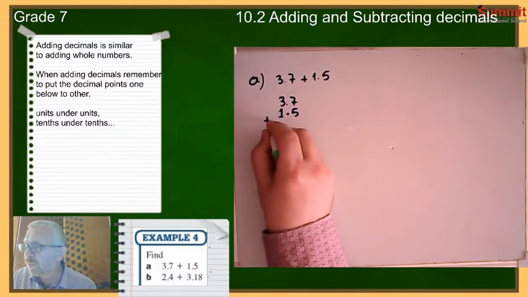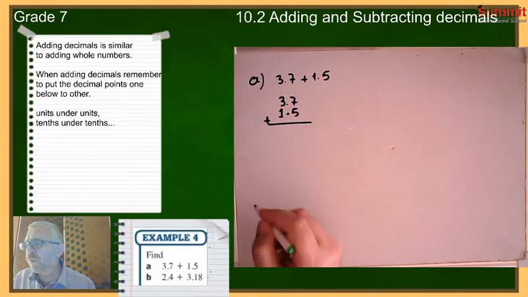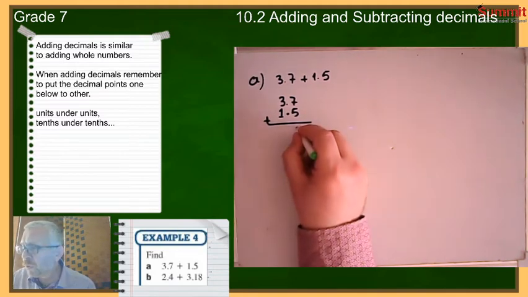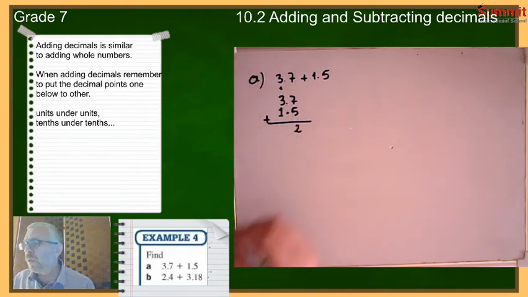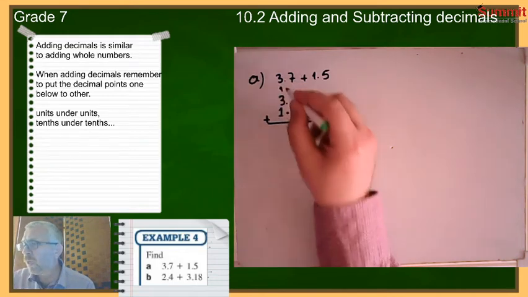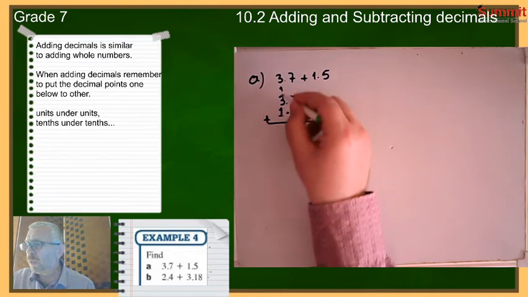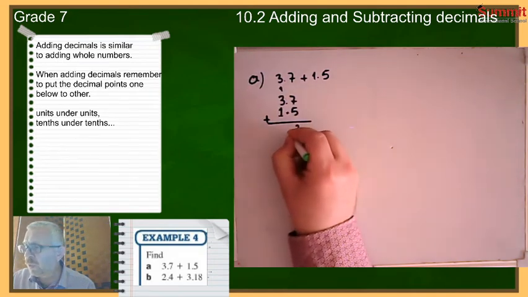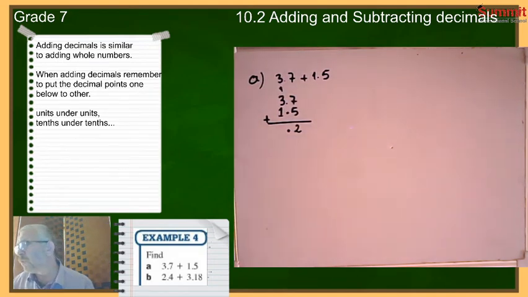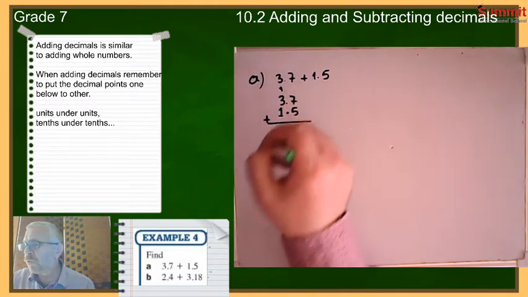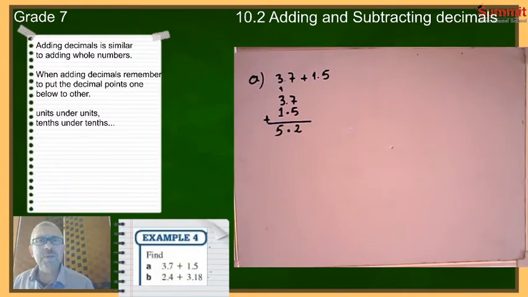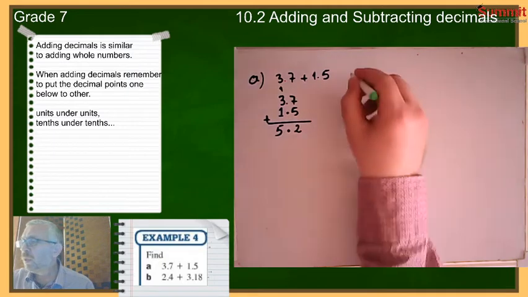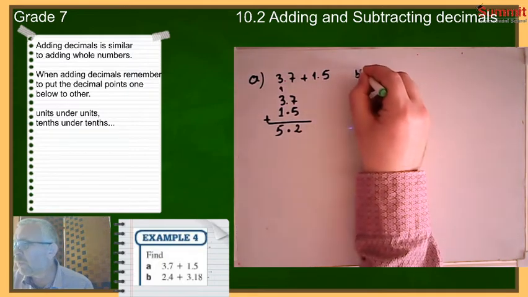Now let's add them. 7 plus 5, it will be 12. 2 will be here and 1 we are going to put here. Now what we have here, 3 plus 1 and plus 1 here we have. Don't forget the decimal point here. 3 plus 1, 4 plus 1, it will be 5. Now the result will be 5.2. Now let's go on. Let's solve exercise B.